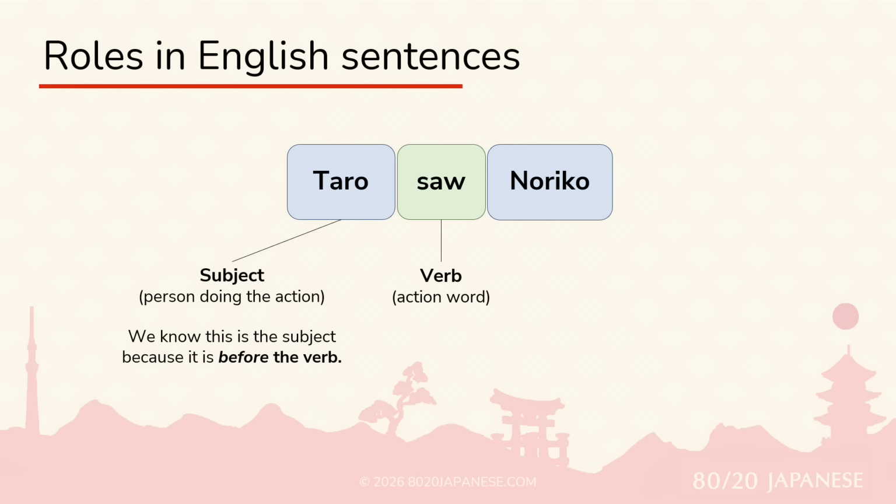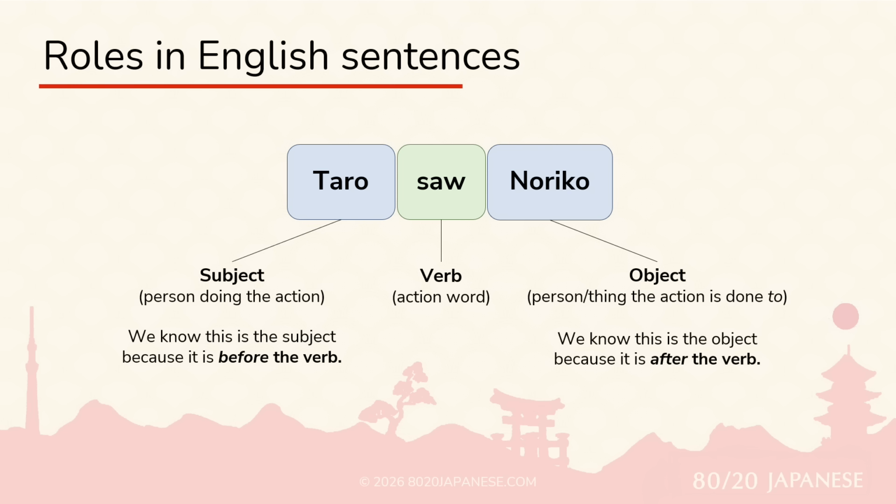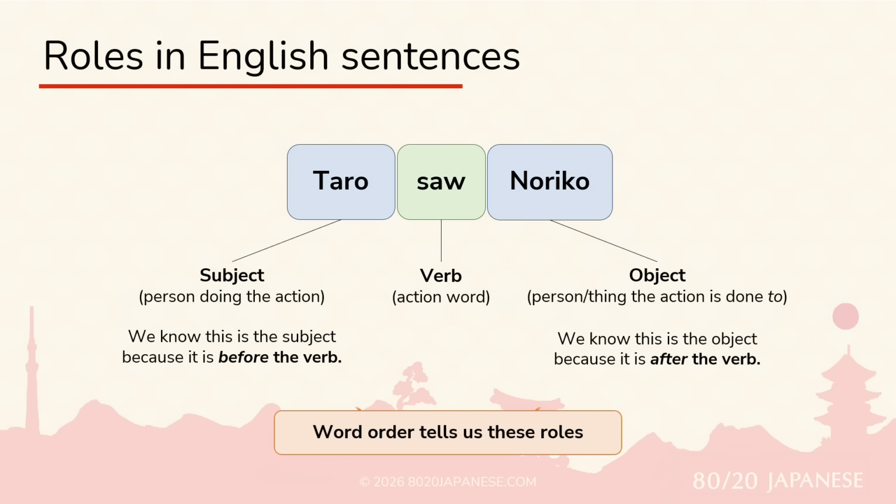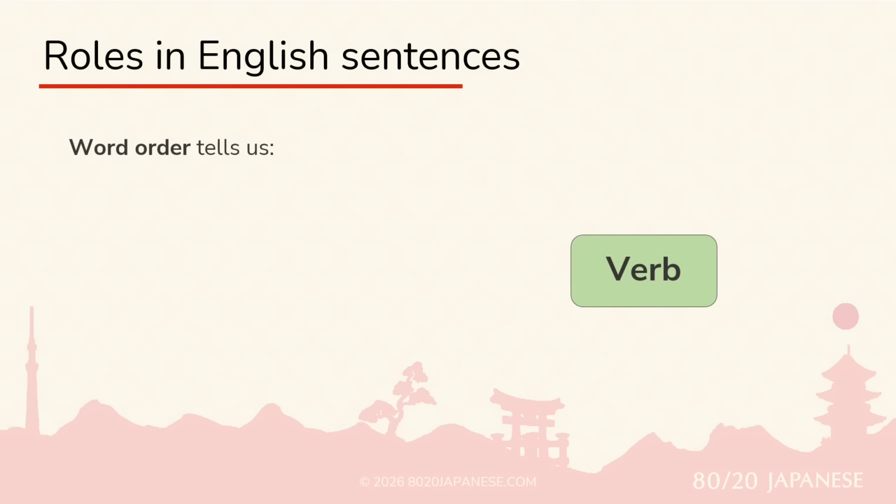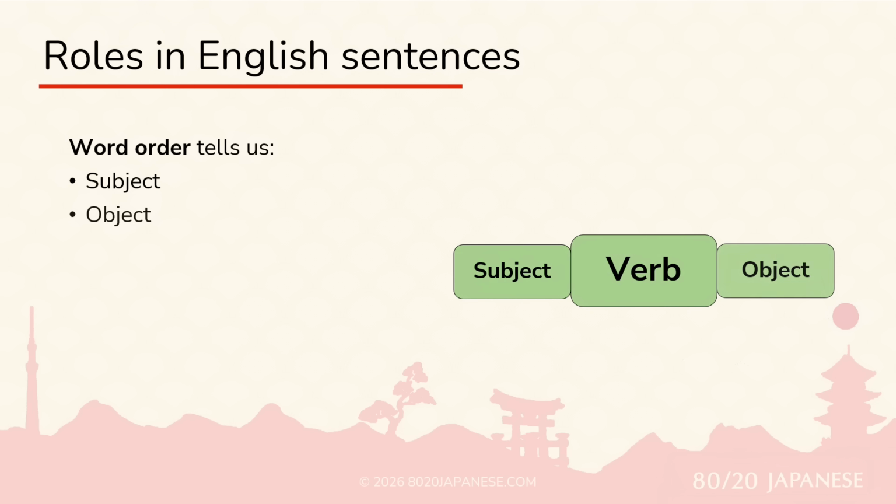The other piece of the sentence is Noriko, who is the object of the verb. The object is the person or thing that the action is done to. And particularly in English, we know this because it comes after the verb. The object is the thing that comes immediately after the verb. There are some situations where that's not true, but in a basic sentence like this, the reason we know that it's Taro who saw Noriko and not Noriko who saw Taro, for example, is because Taro comes before the verb and Noriko comes after the verb. That word order tells us the roles of those people in this sentence. So generally in English, word order tells us the subject, the object, and a few other things.